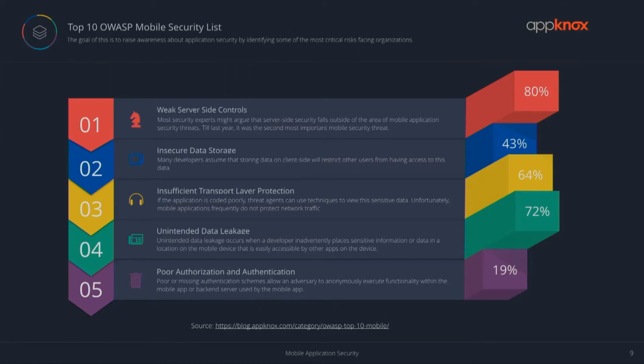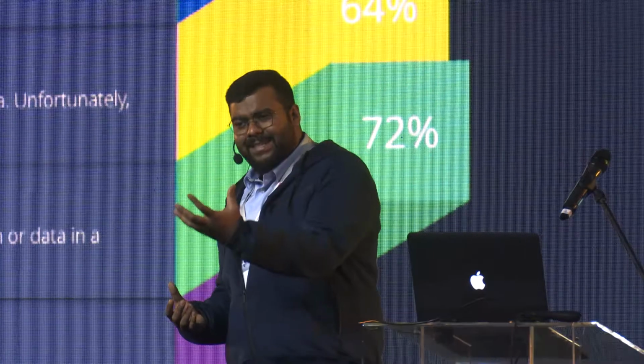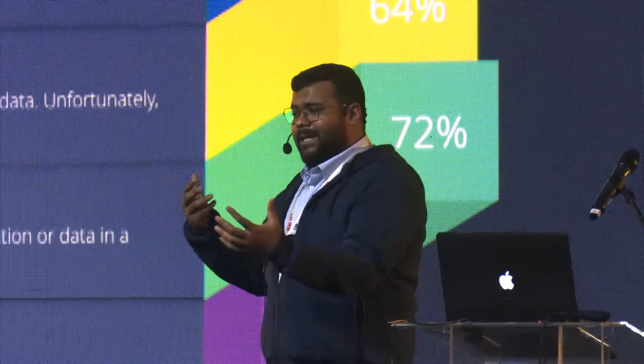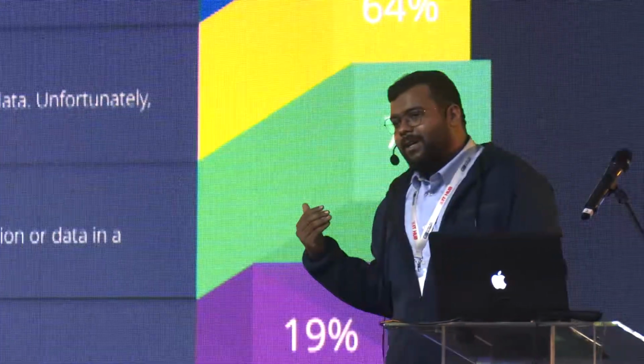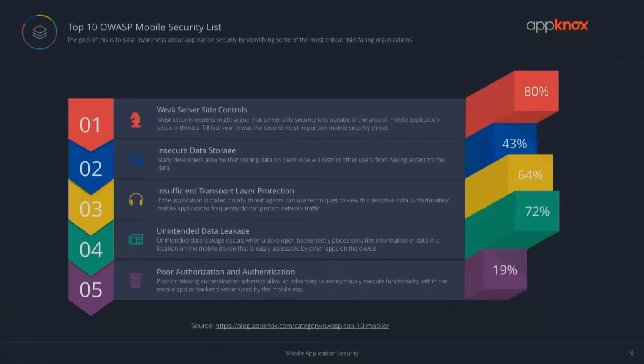So the first is weak server-side control. All right? Again, what I said was mobile is basically a client-side application, but it always requires a server side of it. So weak server-side control would be where the server side is not being protected properly, because probably you are just creating a mobile app. You're not concentrating on how the backend works.